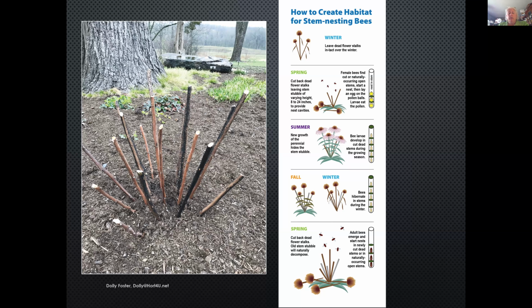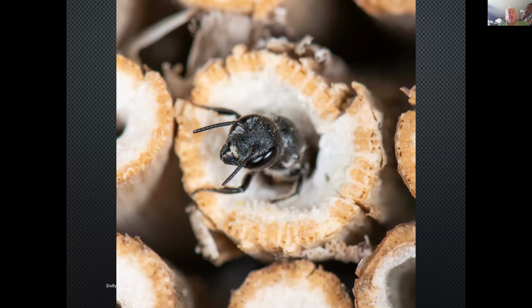And what does it look like when a bee does this? This is what it looks like. You can see that the pith in the middle of the stem is kind of eaten away. And the bee has gone down in there and she has deposited a little ball of pollen and an egg, and then she seals it up with plant material and mud, depending on the species.